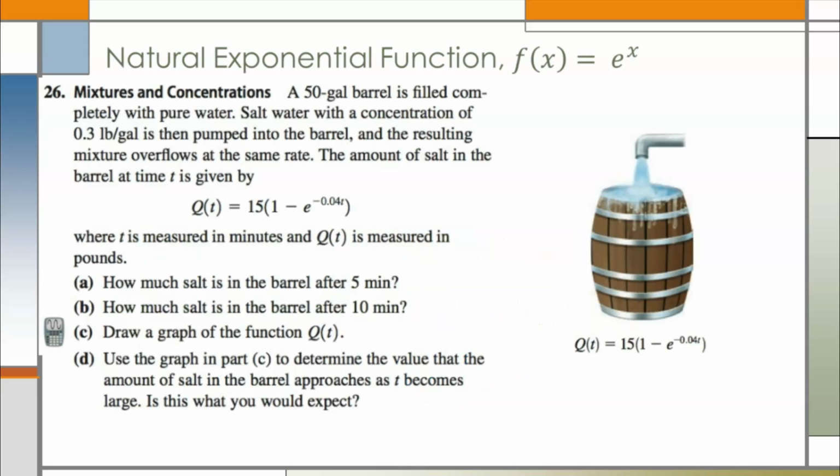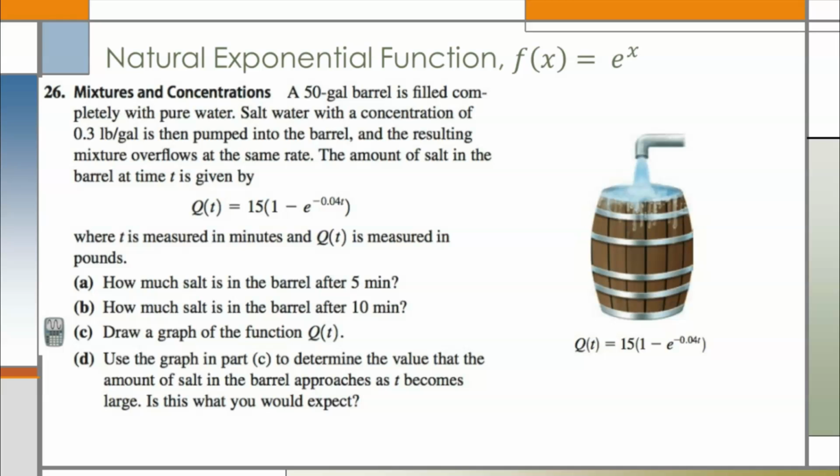A 50-gallon barrel is filled completely with pure water. Salt water with a concentration of 0.3 pounds per gallon is then pumped into the barrel, and the resulting mixture overflows at the same rate. The amount of salt in the barrel at time t is given by the following equation, where t is measured in minutes and Q of t is measured in pounds. Okay, so let's look at working with this equation.